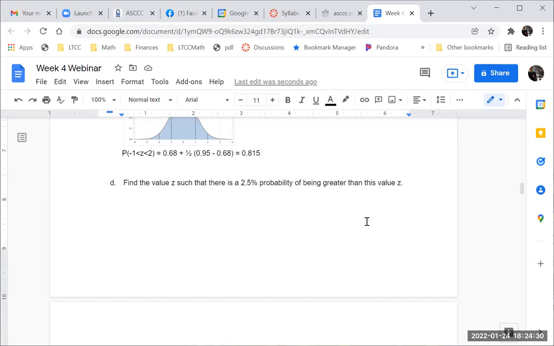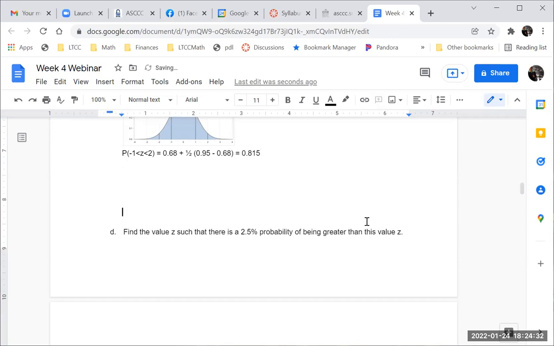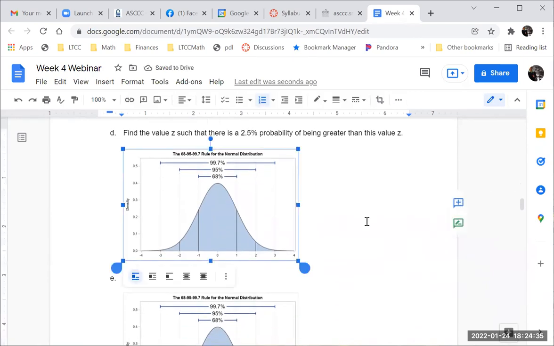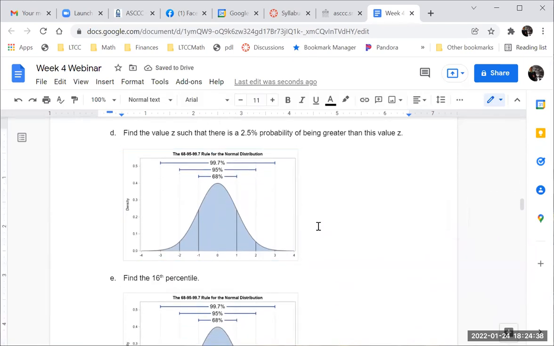So here's what we do. Let me pop on the next page. So we've got the picture. The idea here is that if there's a 2.5% chance of being greater than the value, is the value large or small? Yeah, it's large, right? If 2.5% of the people are taller than you, you're a tall person. You're not short. So that's one way of thinking about it. So it's going to be over here somewhere on the right.